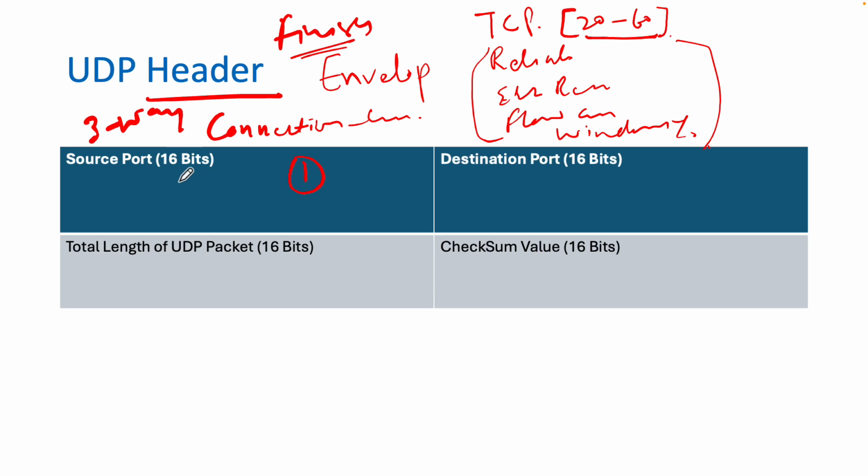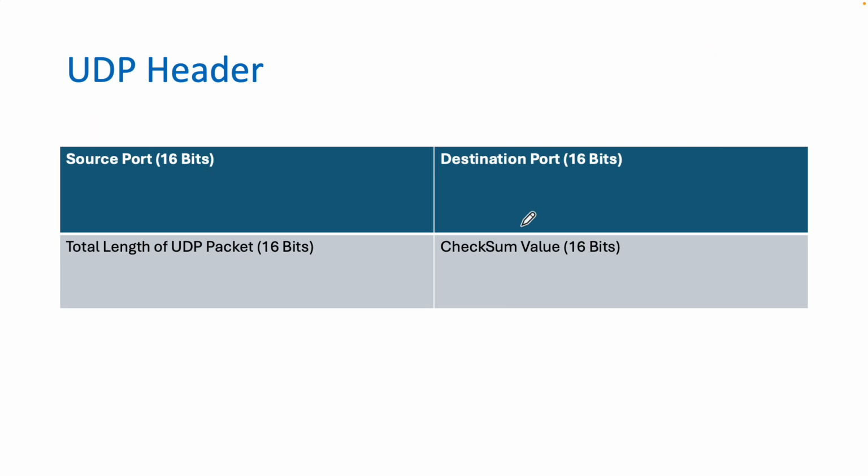First one is source port, second one destination port, third one is total length of UDP packet, and then checksum value. So source port, when you communicate with any application over the internet or over the network, your machine is allocated a random source port number. So that will be there in this 16-bit field.